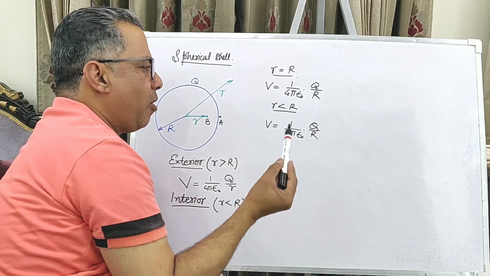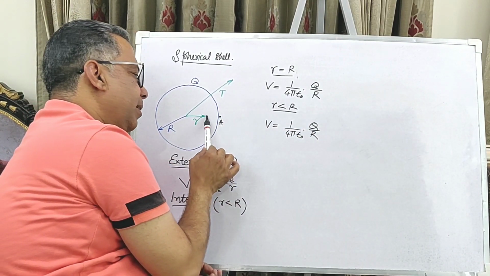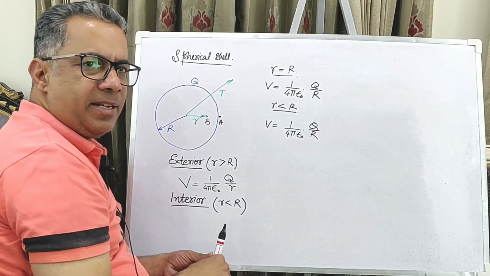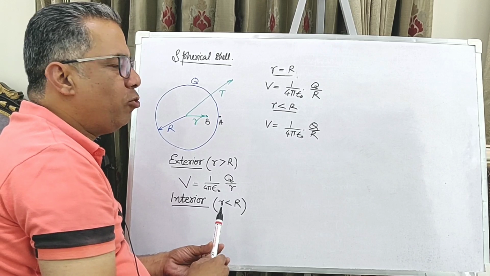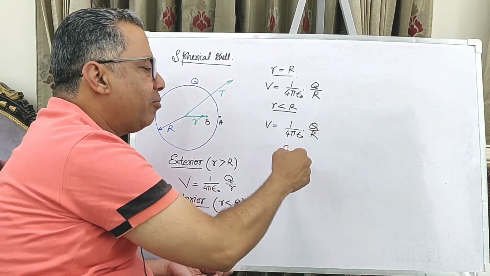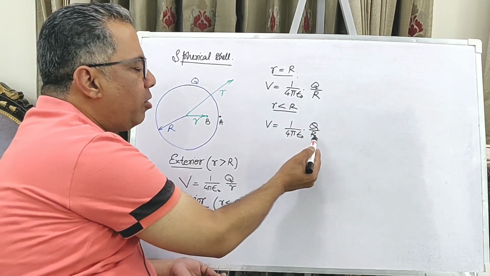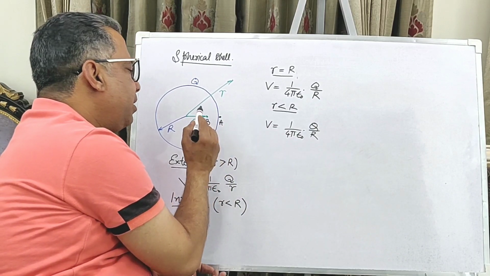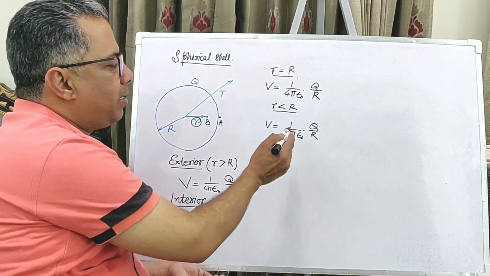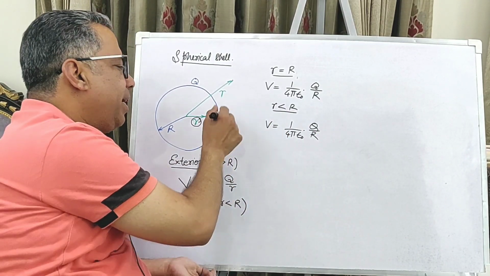Now let me remind you of everything. I bring a unit positive charge from infinity to B. The total work done on it by the electric field is minus Q by 4 pi epsilon naught R, and therefore potential is negative of that work, which is now Q by 4 pi epsilon naught R. What you notice is that the potential inside the shell is not even dependent on small r. It depends entirely on capital R, the radius of the shell.